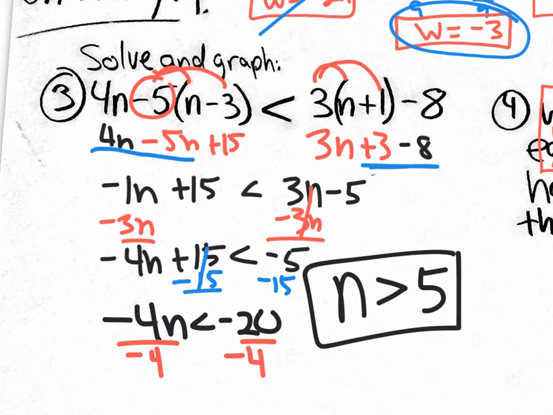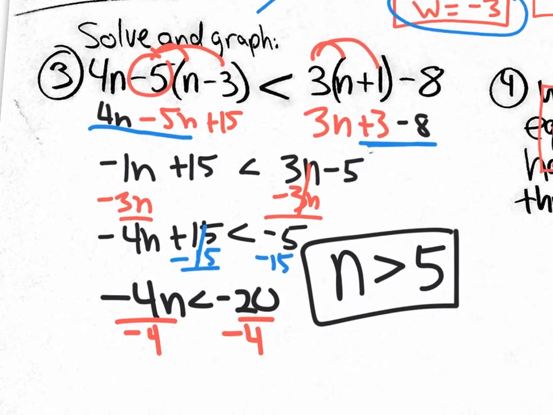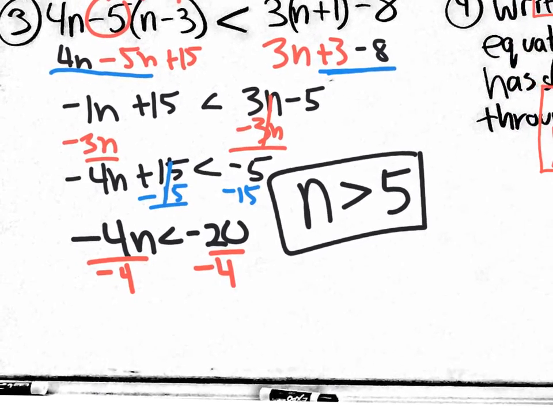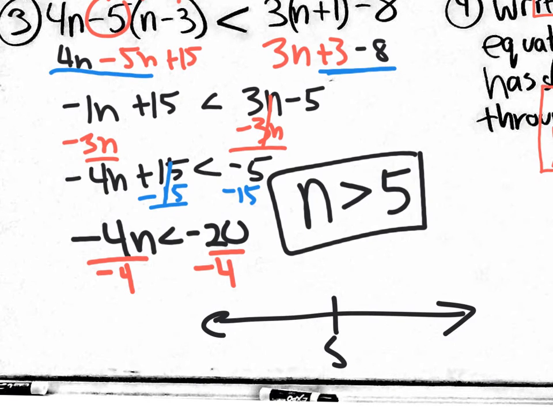So there's your answer, but it says solve and graph. So to graph this, I'm going to go to a quick number line. Now I'm going to put 5. I want to fill in a couple of values. To the right are greater values. To the left are lesser values.